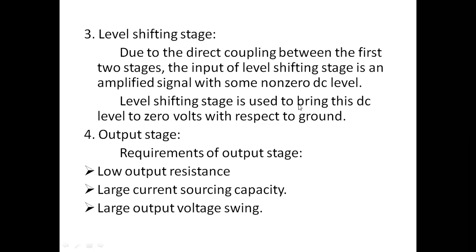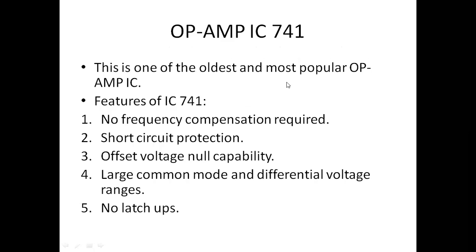and the requirement for output stage will be, we will require low output resistance because we are supposed to amplify the signal. We will require larger output voltage. We will require larger current carrying capacity. So here we have seen the block diagram of the op-amp, which will consist of input stage, intermediate stage, level shifting stage, and the output stage.